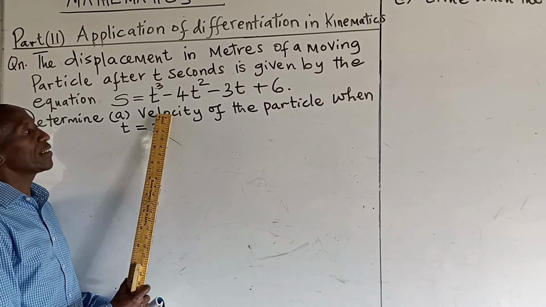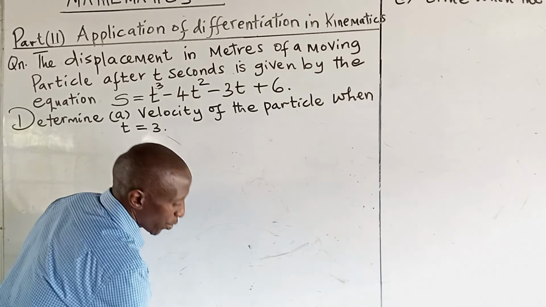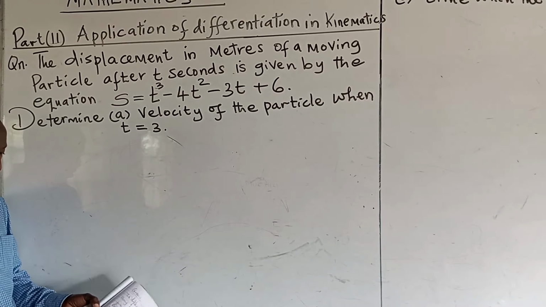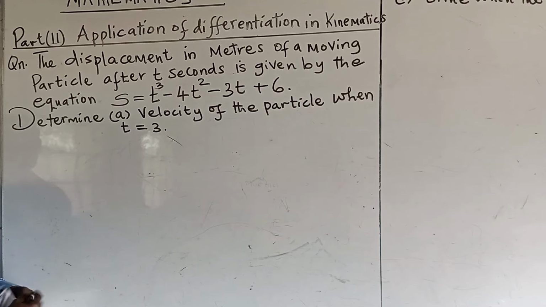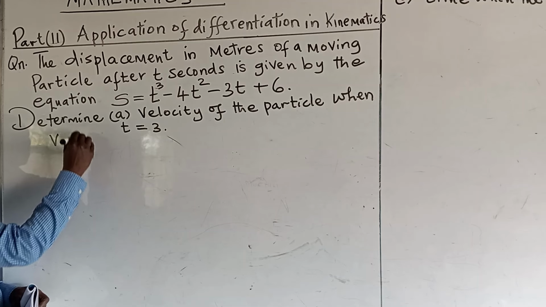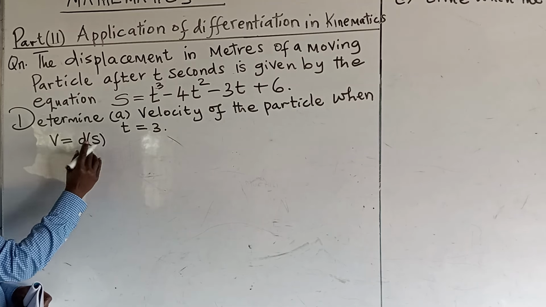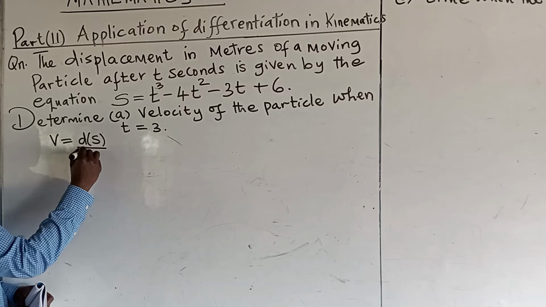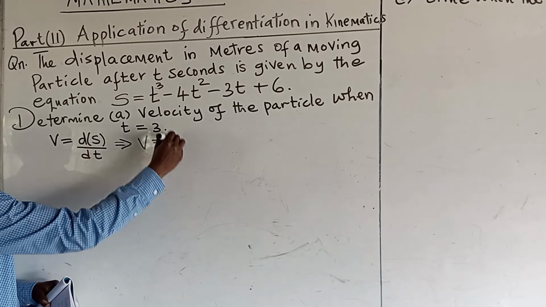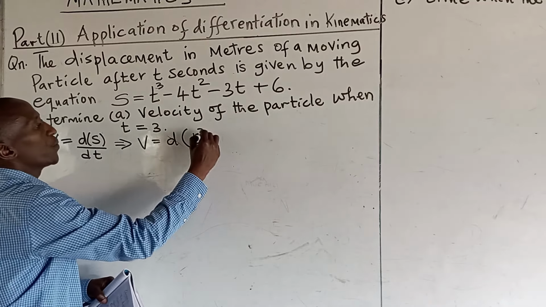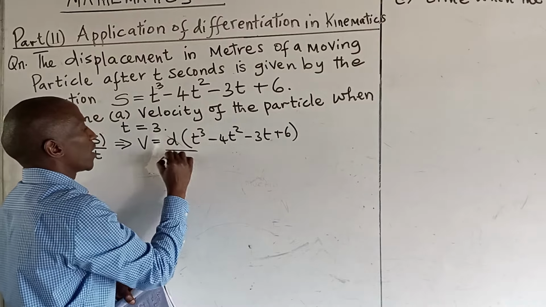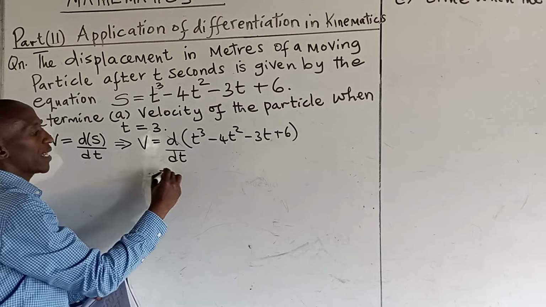So we are asked velocity. How do we get velocity given displacement? In this case, we normally say that when we seek velocity, we need to differentiate the equation for displacement with respect to time. This means velocity will be equal to the differential of t cubed minus 4t squared minus 3t plus 6 with respect to time. And that gives us what?